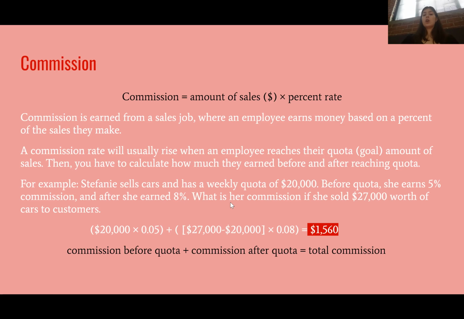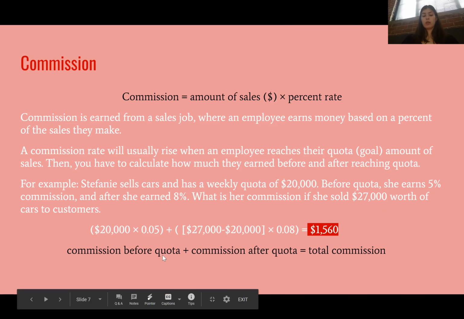So let's say that that week she sold $27,000 worth of cars to customers. So what's her commission if she sold $27,000 worth? Well, 27,000 is more than her 20,000 goal, right? She passed her goal. She sold even more than she needed to, right? So this is how we'll calculate this. We're going to take the commission before the quota. We're going to use this formula, the commission before the quota.